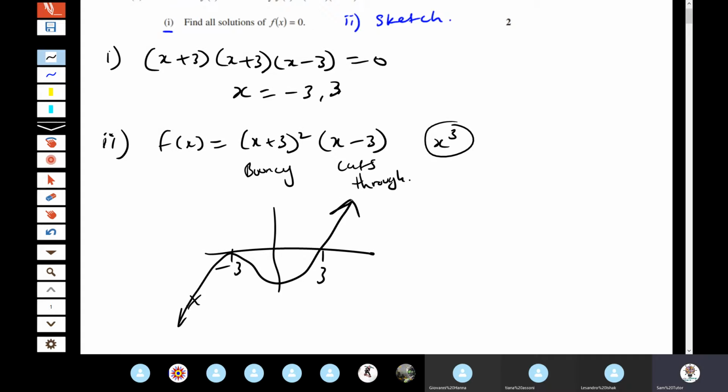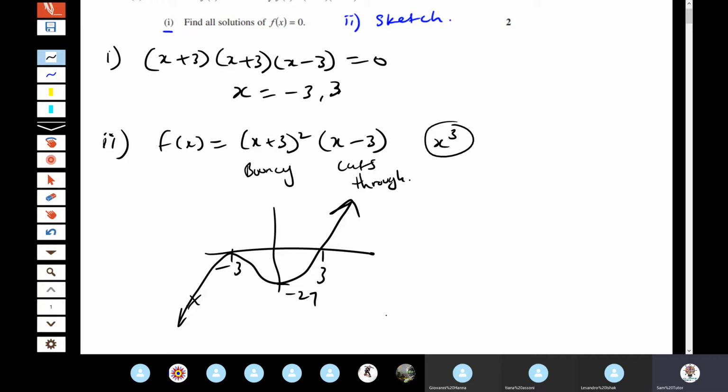Anyone have any issues with part ii? Or does it feel like you don't know something that we just did there? x cubed, bounce, cuts through. And then, of course, to work out this number, you let x equal 0, and you should get -27.